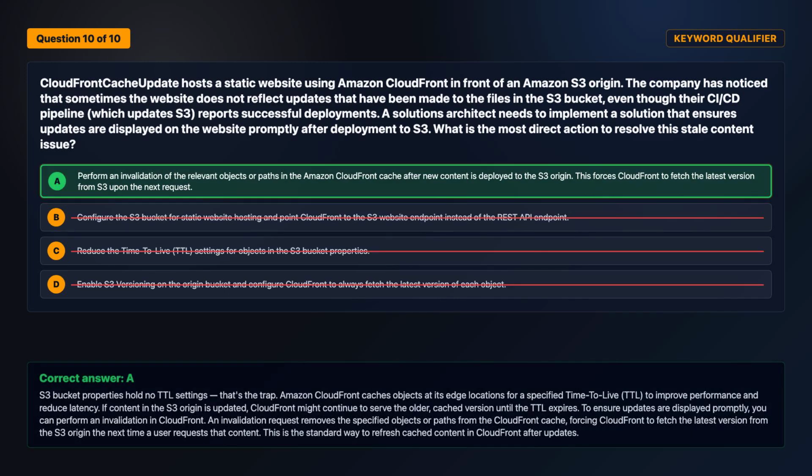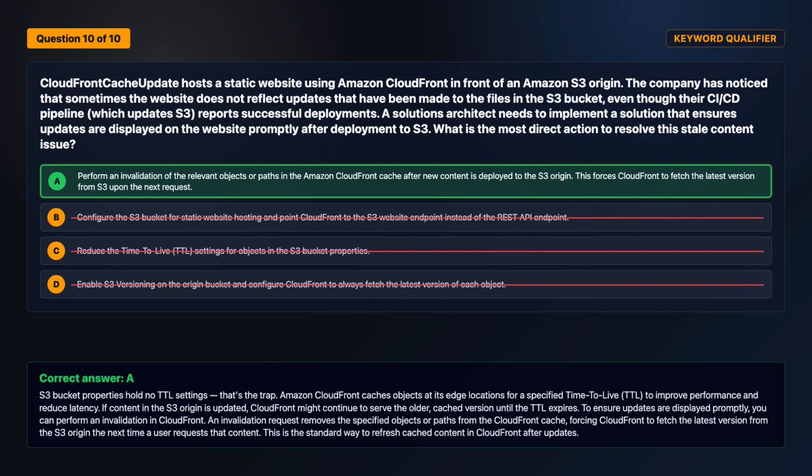The correct answer is option A. S3 bucket properties hold no TTL settings. That's the trap. Amazon CloudFront caches objects at its edge locations for a specified time to live, TTL, to improve performance and reduce latency. If content in the S3 origin is updated, CloudFront might continue to serve the older, cached version until the TTL expires.